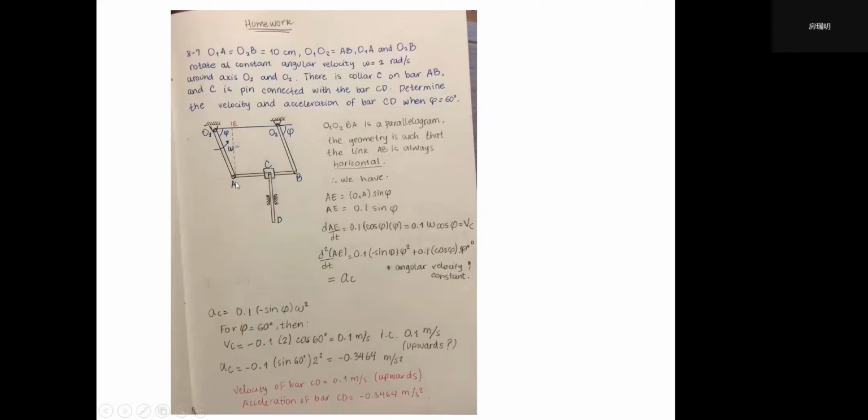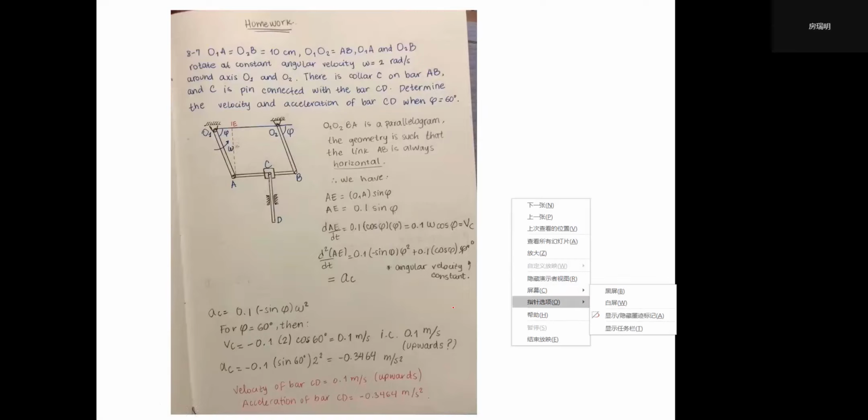If we draw a reference perpendicular line from point A to here, we get a point E. So the length of AE will always equal O1A times sine phi, right? So AE equals 0.1 meters, changing the unit from centimeter to meter, times sine phi, right? Maybe this problem is difficult for you guys. So you can only copy his answer, but you cannot finish it by yourself, right?